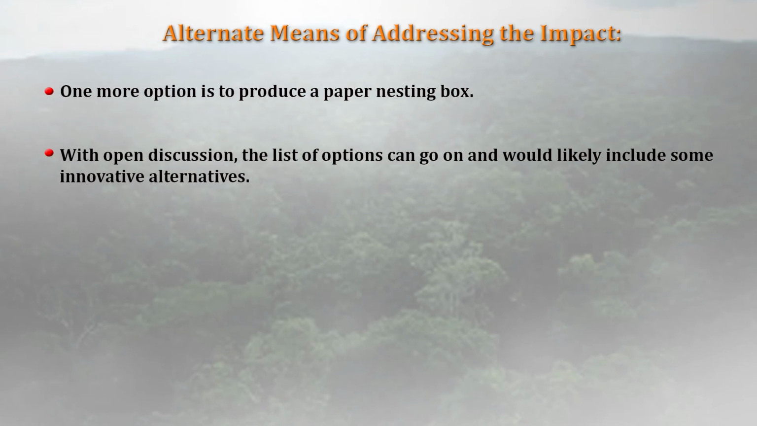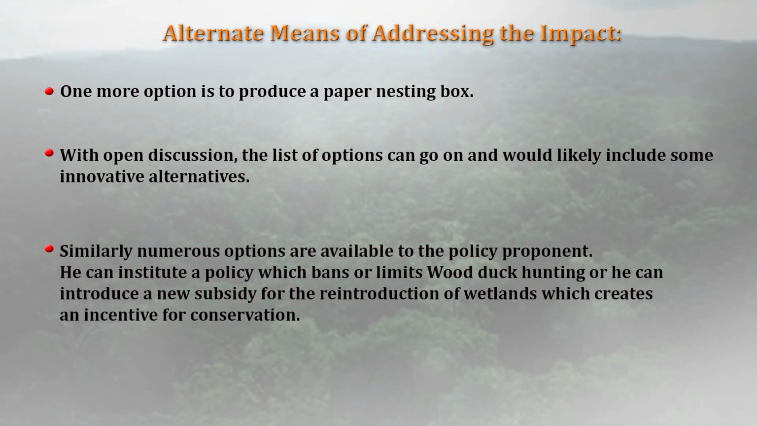So, with more open discussions, the list of options can go on, and finally they can come up with some innovative alternative. Thereby, numerous options will be available to the policy proponent, and then he can institute a policy which can ban or limit the wood duck hunting. He can introduce new subsidy for the reintroduction of wetlands, which can create incentives for the conservation.